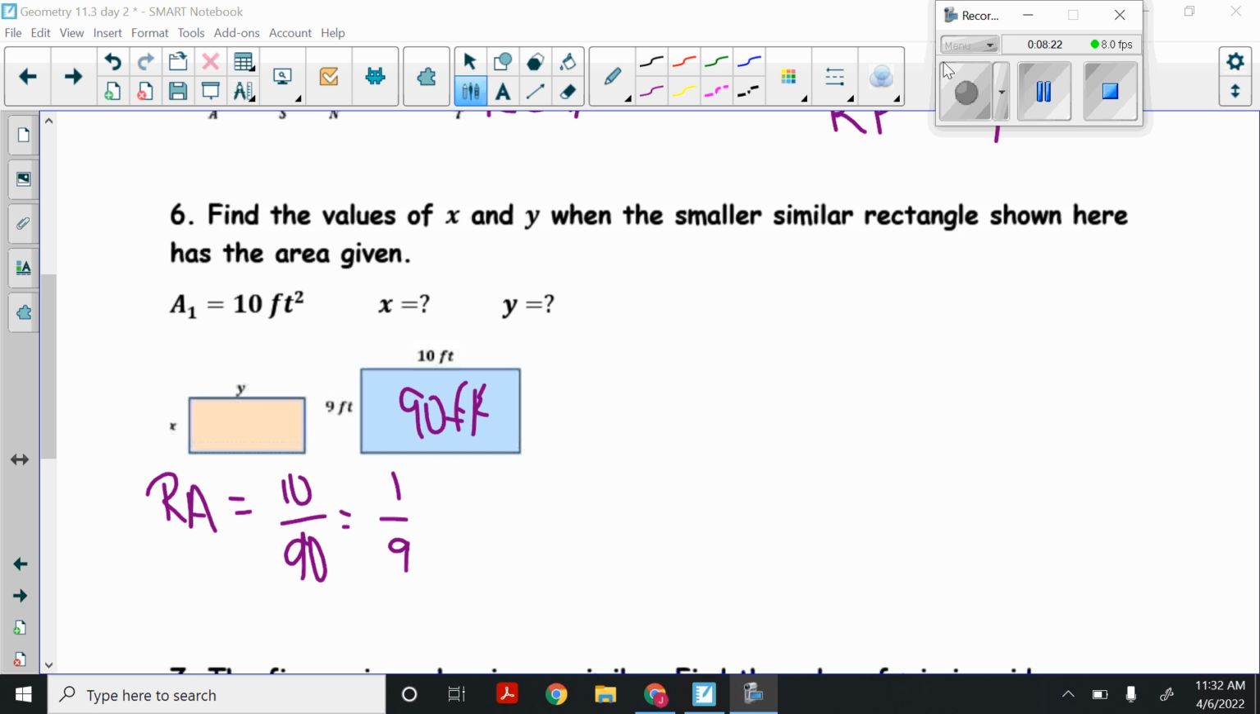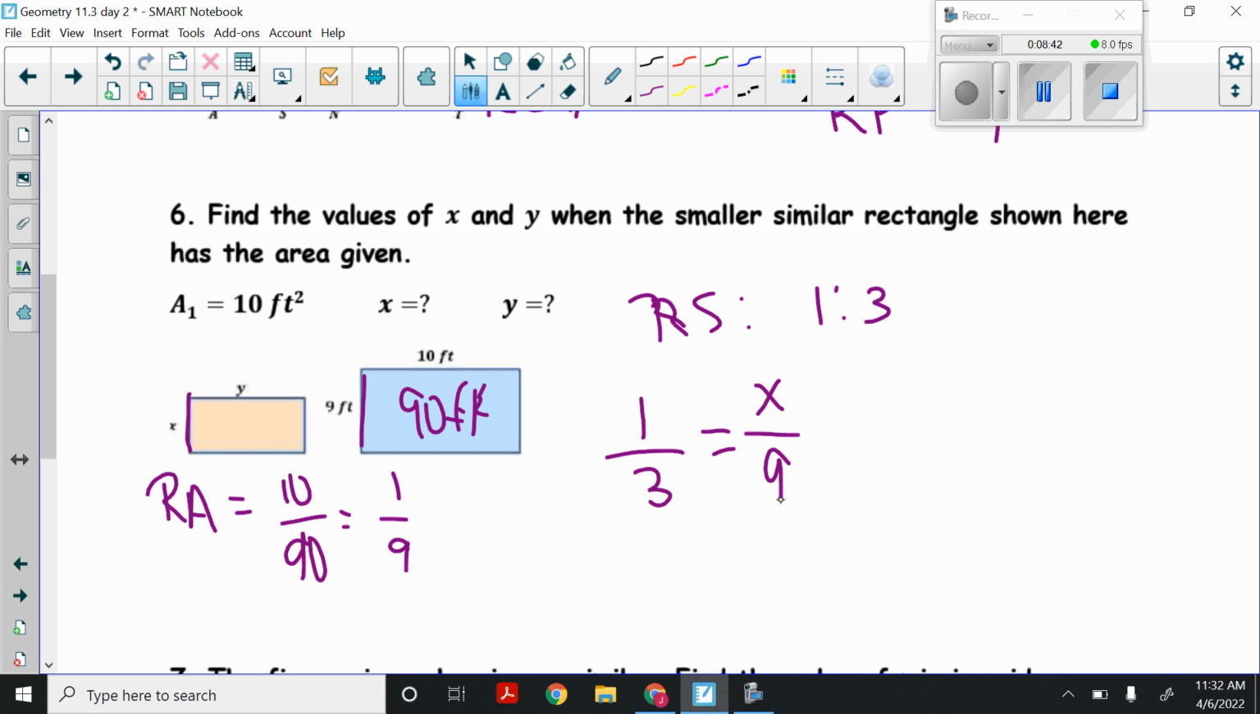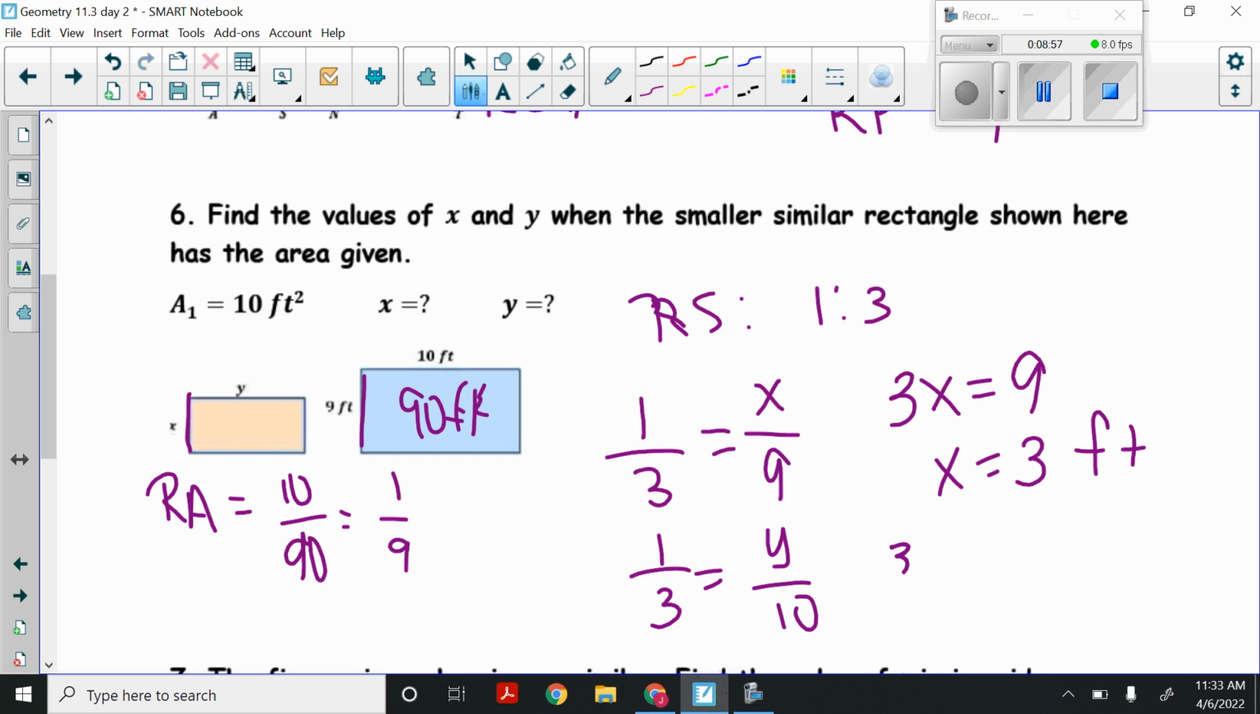So now I want the sides, so I can find the ratio of my sides is going to be 1 to 3. Set up my proportion, so 1 over 3 equals, if I find x first, that would be x over this side, 9. Cross multiply, I get 3x equals 9. Divide, x is equal to 3. So x is equal to 3 feet. I could do the same thing to find y, so I could say 1 over 3 equals y over 10. So 3y equals 10. So y equals 10/3 feet.